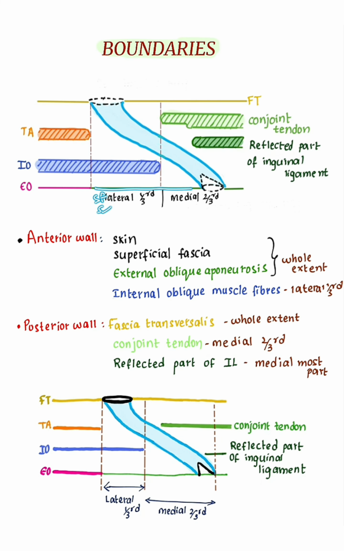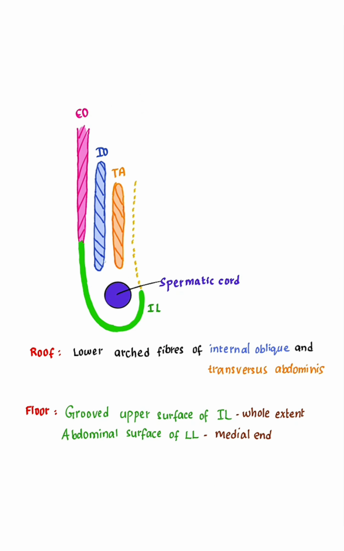To summarize: anterior wall is formed by superficial fascia and external oblique aponeurosis along its whole extent, and in the lateral one third by internal oblique fibers. Posterior wall along its whole extent is formed by fascia transversalis; in its medial two third by conjoint tendon; in its medial most part by reflected part of inguinal ligament. Roof is formed by lower arched fibers of internal oblique and transversus abdominis. Floor is formed by grooved upper surface of inguinal ligament and abdominal surface of lacunar ligament in its medial end.